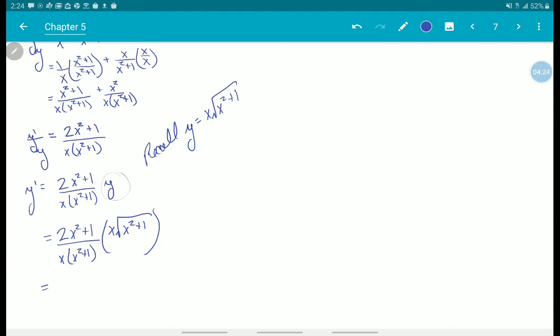And now we see that these are going to cancel. We can cancel the x's, and then this square root of x squared plus 1 and this guy will reduce. So we're going to have 2x squared plus 1 over x squared plus 1 to the 1/2. So there's our derivative.